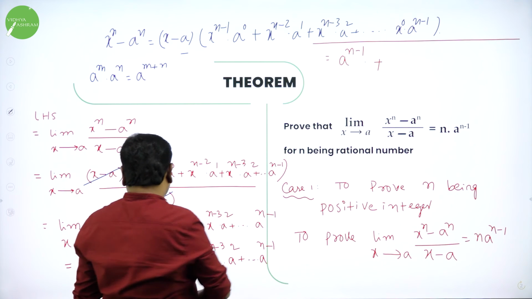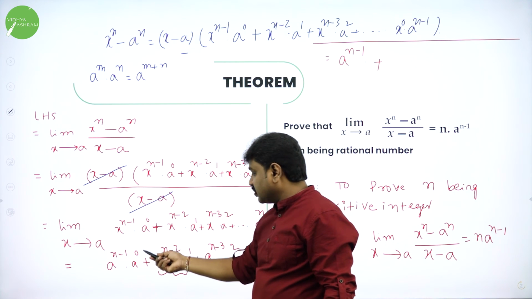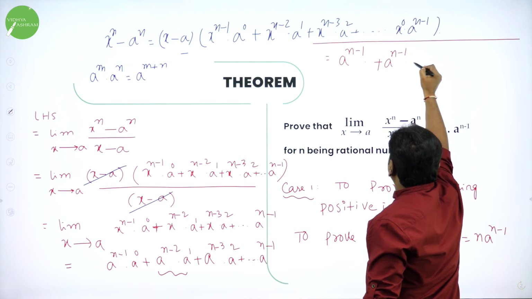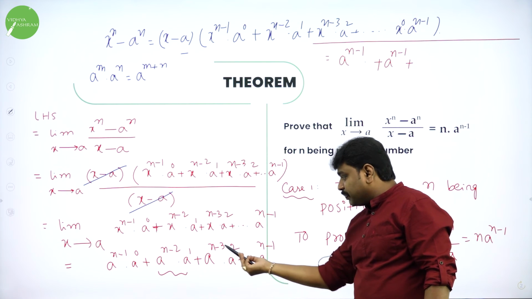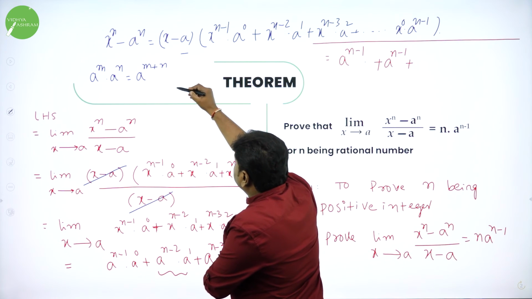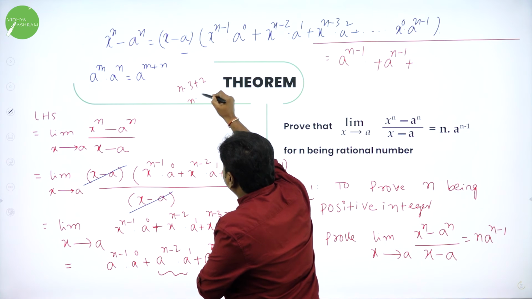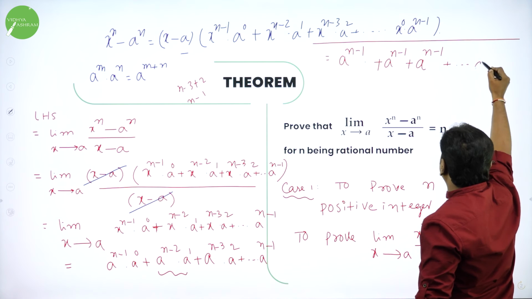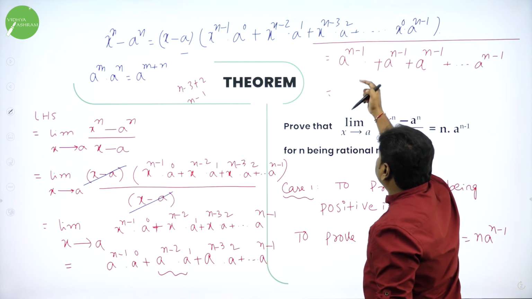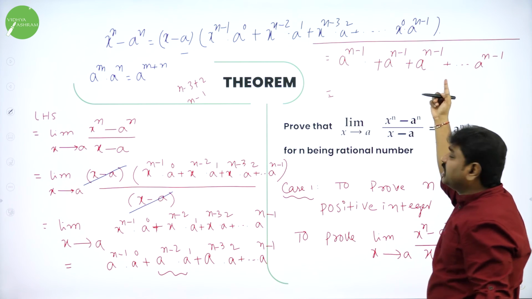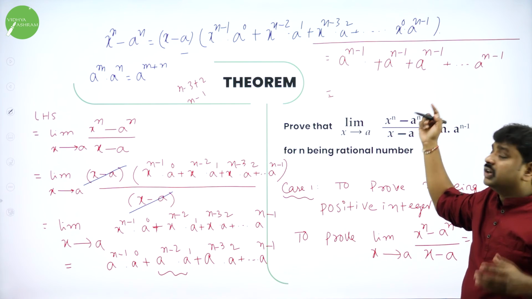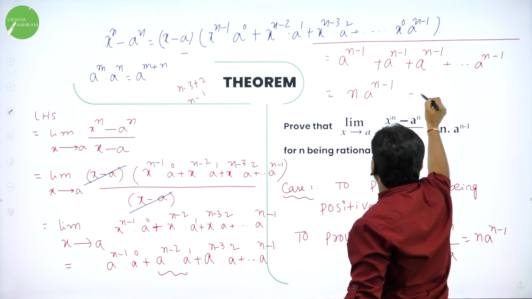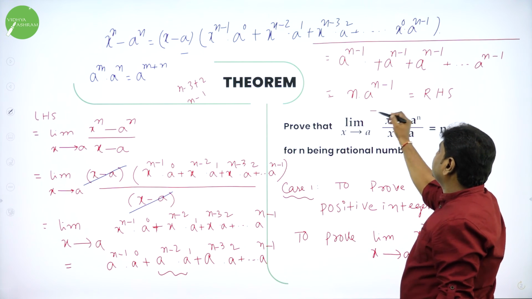A power m into a power n is a power m plus n. N minus 1 plus 0 is n minus 1, n minus 2 plus 1 is n minus 1, plus again n minus 3 plus 2. See here we have n minus 3 plus 2, if I use law of indices it will become n minus 1. So a power n minus 1, every term becomes n minus 1, last term already we have n minus 1. See now I have a power n minus 1, a power n minus 1, every term is a power n minus 1. How many terms are there? Such n terms are there, I can say n times a power n minus 1. This is the RHS. That's it.